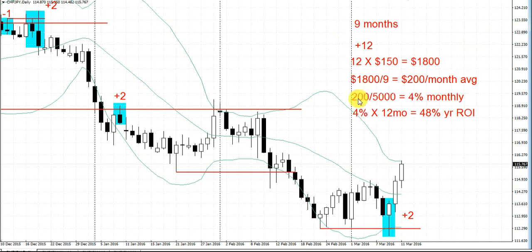You take the $200 profit per month divided by the $5,000 base account, and that yields 4% monthly return on investment, ROI. So the Swiss yen is currently, over the last 9 months, generating 4% ROI. 4% times 12 months will yield you approximately 48% return on your investment, the investment being your base account. 48% ROI on the $5,000 base account, or whatever base account you had. If you had $1,000, you would have 48% return on your $1,000 account.